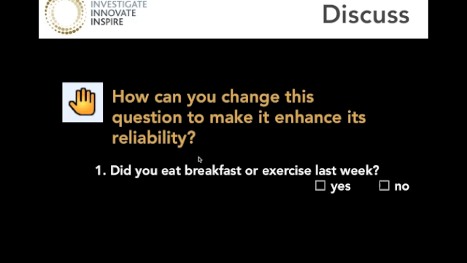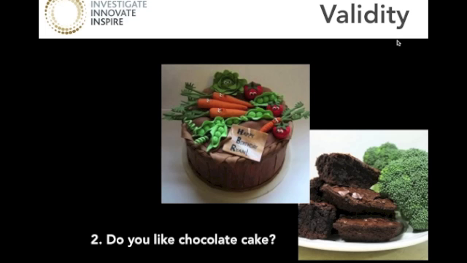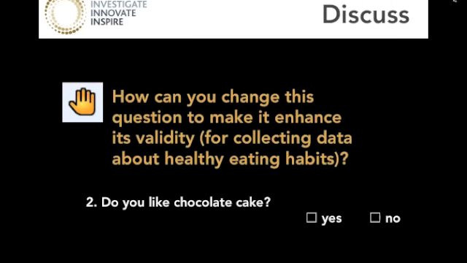All right, I want to switch gears just a little bit now and talk a little bit about validity. When we talk about validity, we're looking at questions that measure what they're supposed to measure. Again, with our scenario here, we're talking about healthy eating habits. And so the question is, do you like chocolate cake? And that was meant to begin to get at whether or not you have healthy eating habits. So looking at that question, how could you change or enhance it so that it has better validity, so it's actually measuring what you're trying to measure, which is something about healthy eating habits? What would you do to that question?